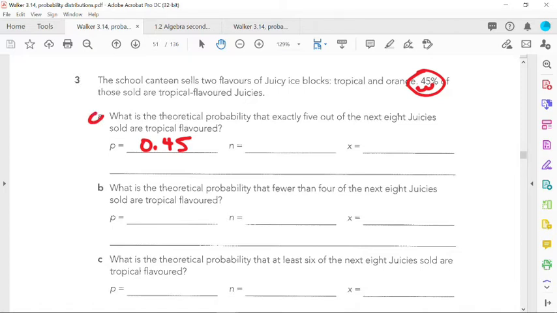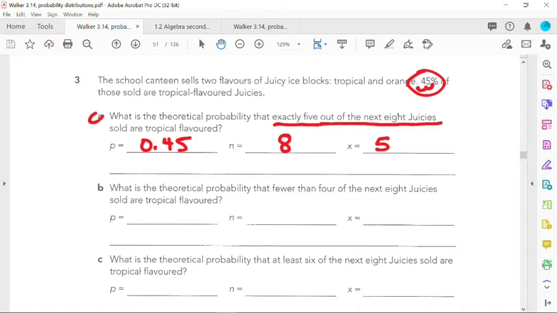Then we have our questions coming out of here. What is the theoretical probability of exactly 5 out of the next 8? Do you see the wording there? Exactly 5 out of the next 8. So the number of ice blocks we have is 8, and we want to look at the probability that x is exactly 5. So just one number, not a range of numbers, just one in this case. Now we have enough information.